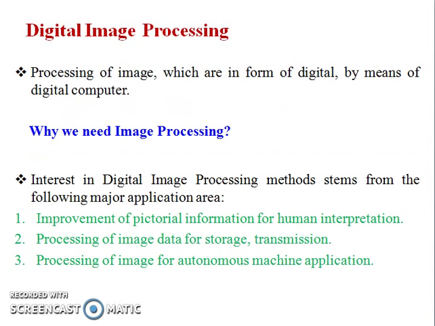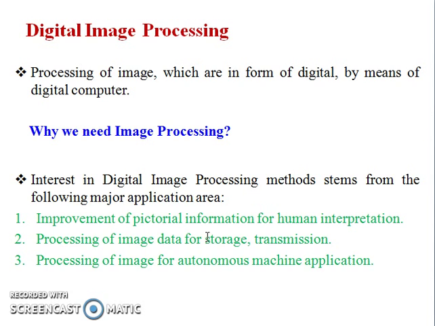Digital image processing is basically the processing of images in digital form by means of a digital computer. That's why it is called digital image processing. Nowadays, due to technological upgrades, we have very sophisticated computers which can process images very fast, so digital image processing is extensively used. But the fundamental question is why we need image processing, and for which kind of purpose it is applicable. So these are the three major application areas in which we can use digital image processing extensively.